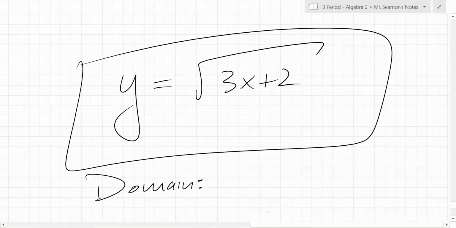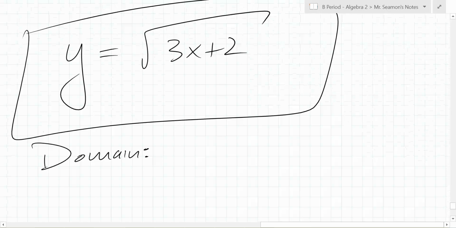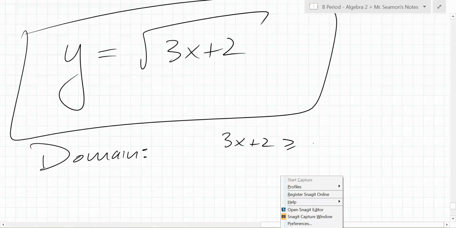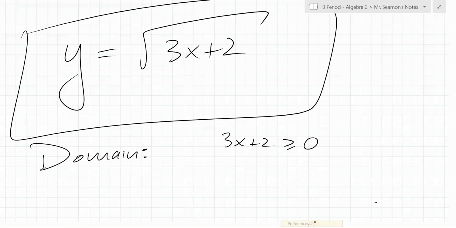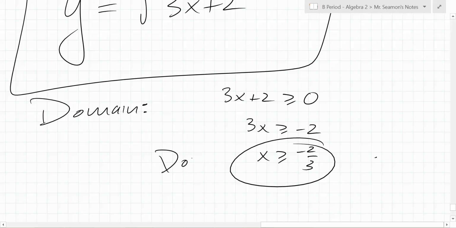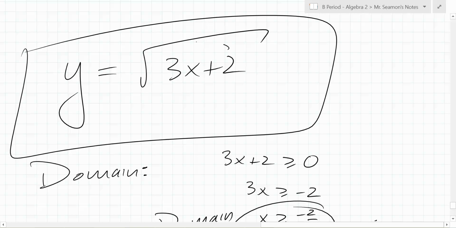What inequality do I need to set up? 3x plus 2 has to be greater than what? Can it be equal to 0? Yes. So what do I do to both sides? So 3x is greater than or equal to negative 2. So x is greater than or equal to what? This is your domain. X greater than or equal to negative 2/3. Perfect. What happens if you plug in something less than negative 2/3? This becomes a square root of a negative, and we don't like that, do we?